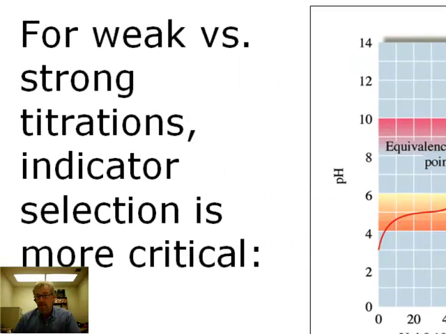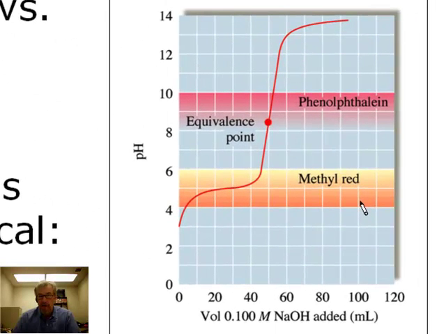For a weak acid and strong base titration, or conversely for a weak base versus strong acid titration, indicator selection is more critical for a couple of reasons. One, the equivalence point isn't at 7 anymore. The equivalence point is going to be above 7 for a weak acid versus strong base titration. It's going to be below 7 for a weak base versus strong acid titration.